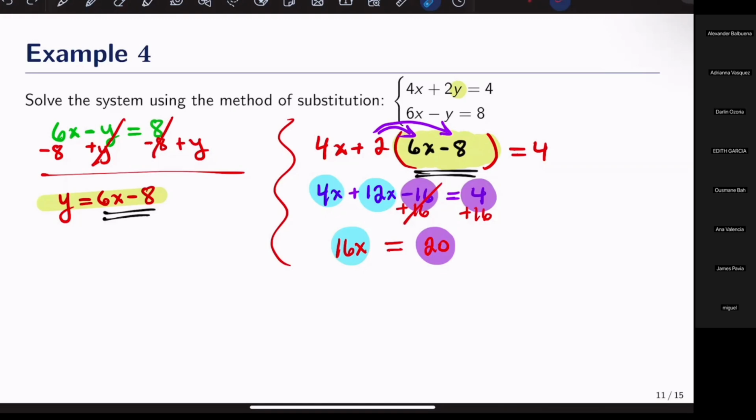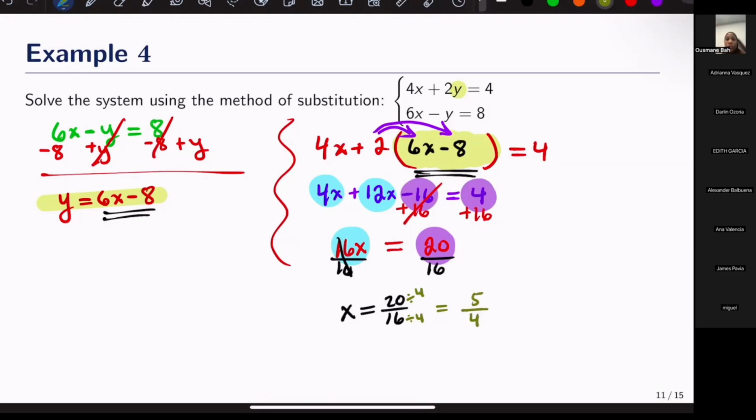So everything was correct. Our last step is to divide both sides by 16. And then we end up with x is equal to 20 over 16, which you'll notice you can simplify this fraction. Both 16 and 20 share a factor of 4. 4 goes into 20 5 times, and 4 goes into 16 4 times. So we get our x value to be 5/4.